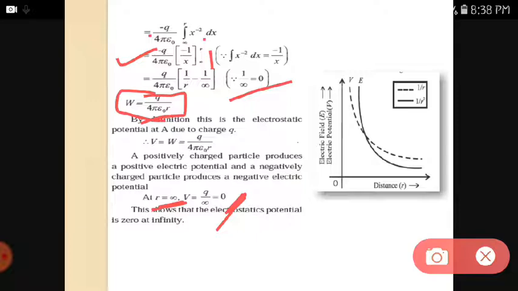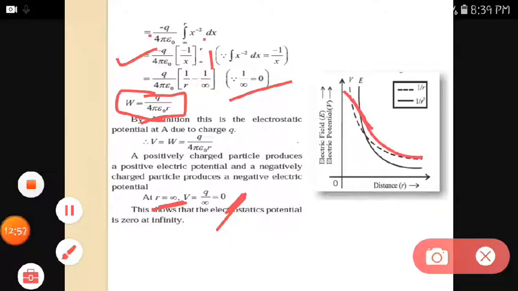Now here is the graph I have shown. It is the relationship between electric field, electric potential and distance. There are two graphs in the same plot. First is the variation of electric field and potential with distance. The dotted line, the dotted graph, means this graph.